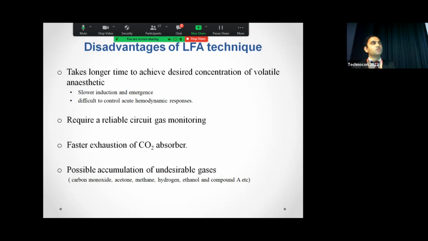There is faster exhaustion of the CO2 absorber, so we need to watch for that, and possible accumulation of undesired gases in the circuit system, like carbon dioxide, acetone, methane, hydrogen, ethanol, and compound A. For that, it is recommended to flush the circuit after 1 hour.